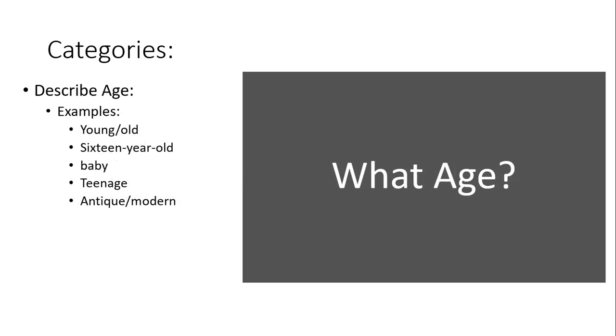Another category describes age. What age? Young, old, a 16-year-old, a 15-year-old, a 70-year-old, a baby girl, a baby boy, right? These are words that are describing what age the girl is, pretty much, without giving you a specific age. A teenage girl gives you pretty much a description of the type of girl, the age of the girl that we're talking about. Antique, modern, okay? So these are all words that describe age.